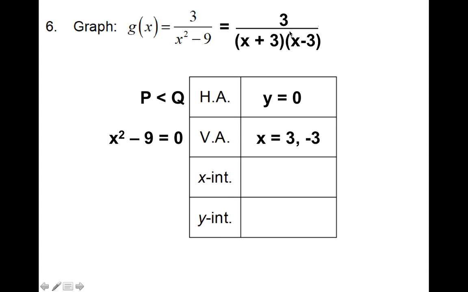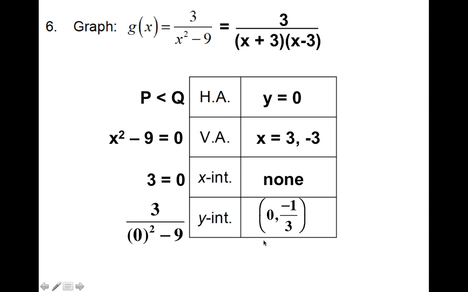Your x-intercept is when you set the numerator equal to 0, so 3 equals 0. That's not true, so this does not have an x-intercept. And then finally, your y-intercept is when you plug in 0 for x. So we have 3 over 0 squared minus 9. The 0 squared goes away. I'm left with 3 over negative 9, which reduces to negative 1/3. So our y-intercept is the point (0, negative 1/3). Make sure you're showing all this work.